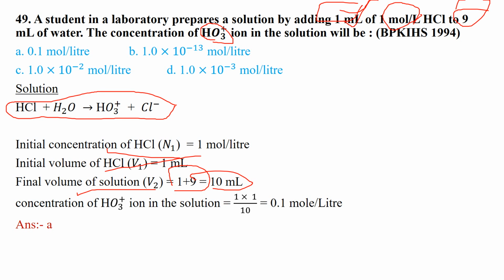Then the concentration of hydronium ion is equal to 1 into 1 by 10. Just use the normality concept. So N1V1 by V2, where V2 is the 10 ml total volume. So answer will be 0.1 mole per liter. Very important question. This question was asked in BPKHS 1994.